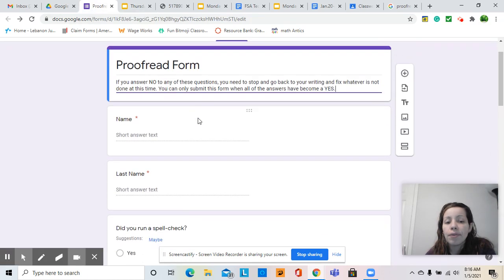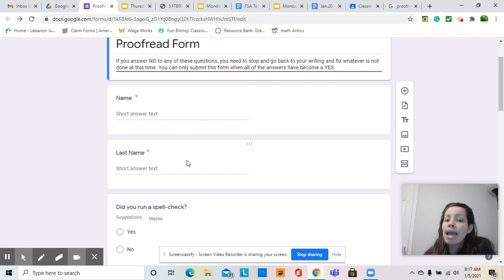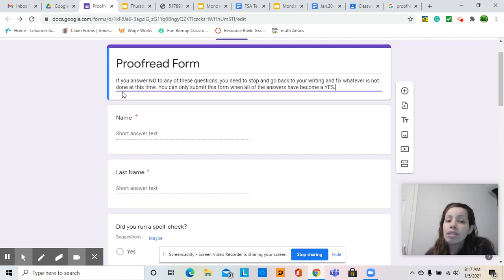This Google form will have your name, your last name, and notice that in the instructions it says that if you answer no to any of these questions, you need to stop and go back to your writing and fix whatever is not done at this time to turn it into a yes. You can only submit this form when all the answers have become a yes. So you have to go through the process. You have to proofread and make sure that all of these things are there. They are to help you realize that you've done the work that you need to do.